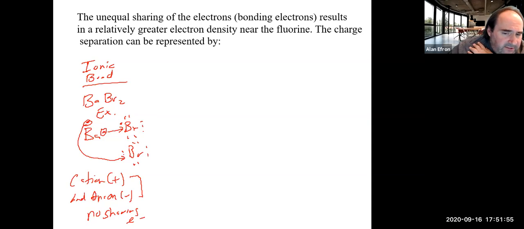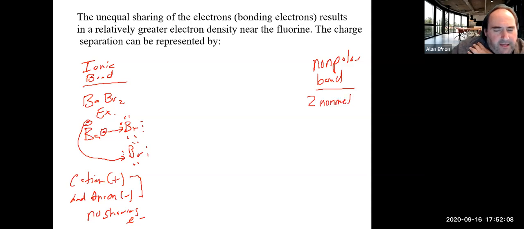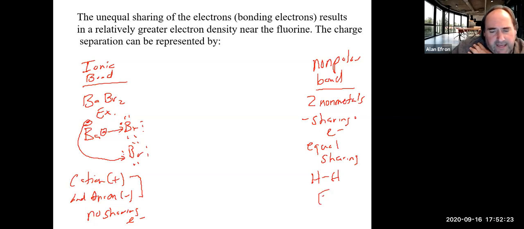While on the other end of the stream, we have a nonpolar covalent bond, and that is between two nonmetals. And here we have sharing of electrons, which holds that together. And it's actually equal sharing of electrons. An example would be like the H2 that we saw, the F2 that we saw. Again, equal sharing of electrons between that. And again, just to remind, this is a metal and a non-metal together here.